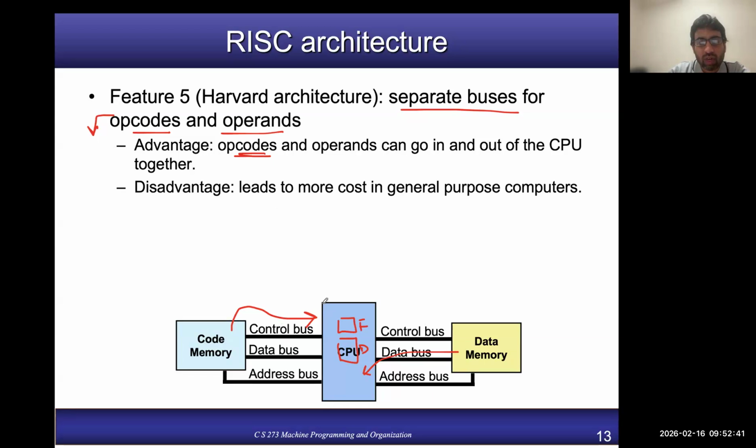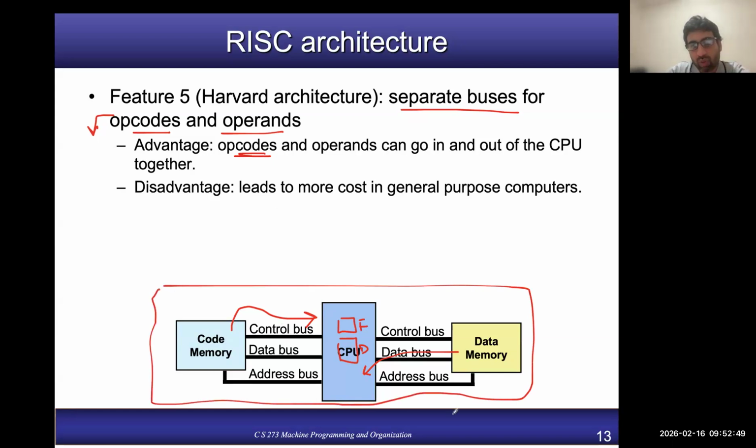For example, in your ATmega 328P, all of these components are on the same chip. On the same chip, you have a processor, you have code memory, you have data memory. So the bus is also on the chip, right? But in general purpose processors, that is not the case. In general purpose processors, you have a separate chip for code memory, a separate chip for data memory, and a separate chip for the processor, right? If that is the case, it means that your buses are crossing the chip boundary. For example, this control bus is connecting the CPU chip and the data memory, right?